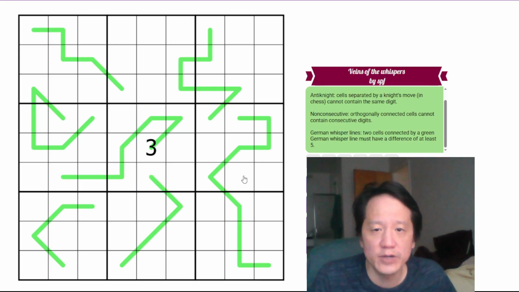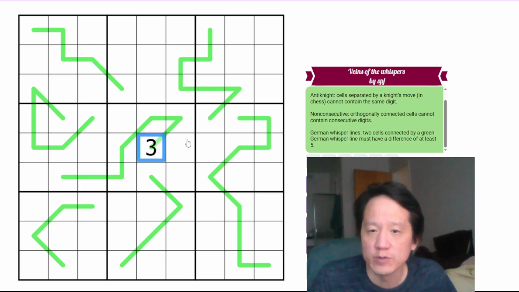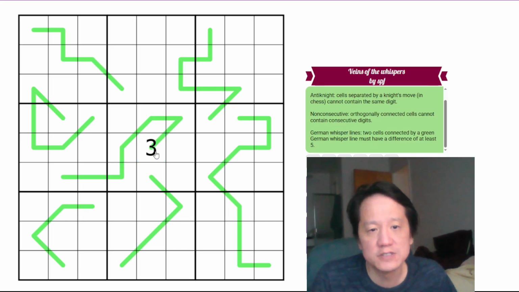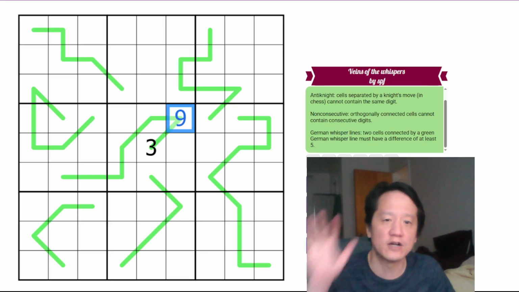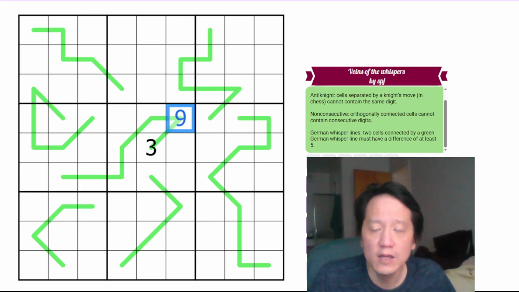And then finally we have German whisper lines, where two cells connected by a green German line must have a difference of at least 5. So since this is a 3, this cell can only be an 8 or a 9, because those are the only digits that are 5 or more away from 3. And those are all the rules.